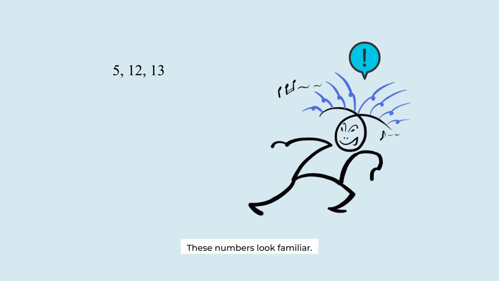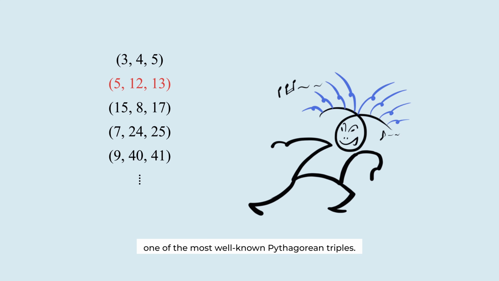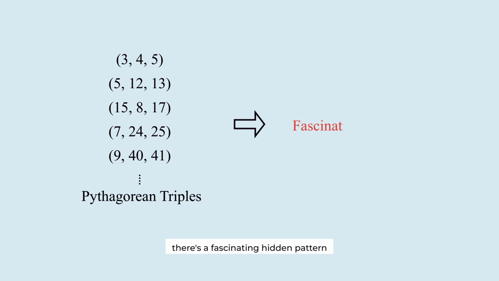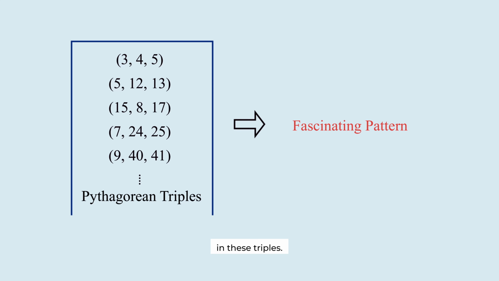5, 12, 13. These numbers look familiar. They form one of the most well-known Pythagorean triples. Surprisingly, there's a fascinating hidden pattern in these triples. I'm sure you've never heard of it.